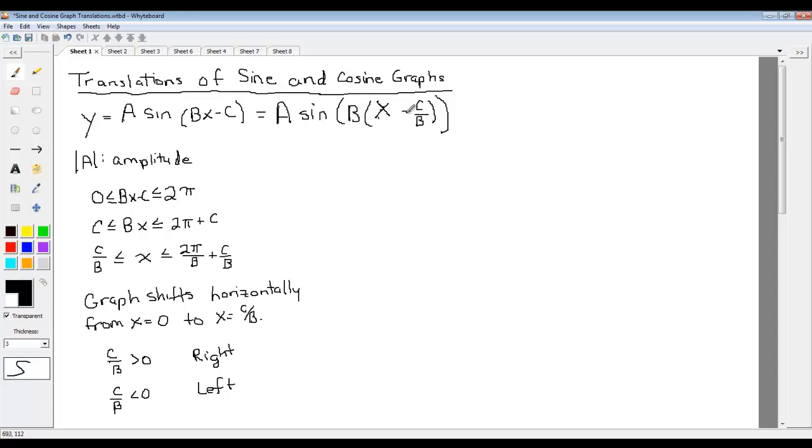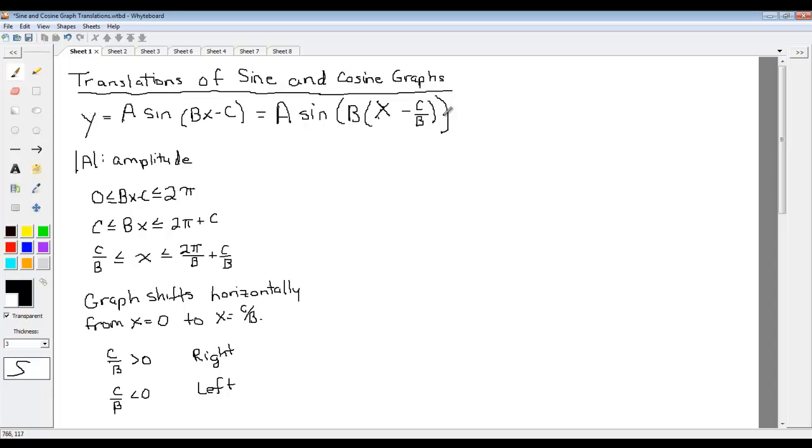If c over b is negative, in other words, if you end up with x minus a negative c over b, or x plus c over b, then it's going to shift to the left, because then you need x's here to be negative to compensate for adding that c over b. So you're going to shift over to the left in the negative direction. You did that in algebra class with parabolas and circles and so forth, but that applies here too with sines. So you have a shift left or right, this nice horizontal shift.